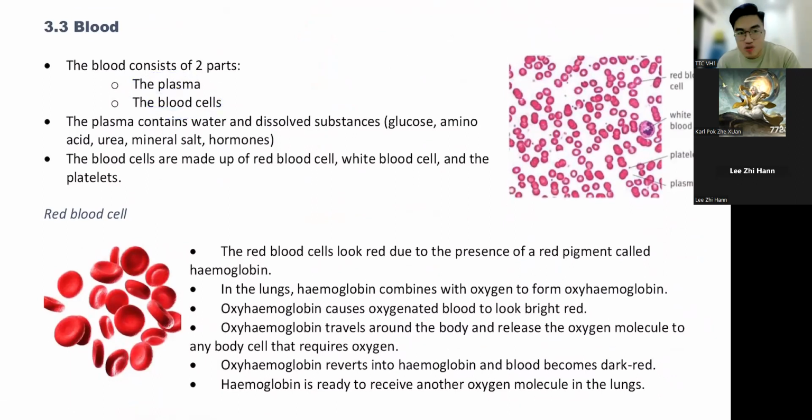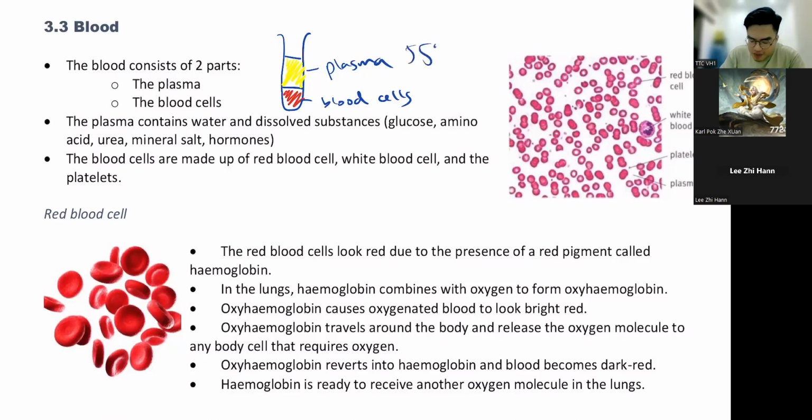I don't know whether you guys learned this in school, but here goes. So your blood, this is a test tube. Your blood has 2 parts. The top part, which is yellow in color, is called plasma. And then the bottom red part is called your blood cells. Plasma is like 55%. Blood cell is like 45%. So almost equal.